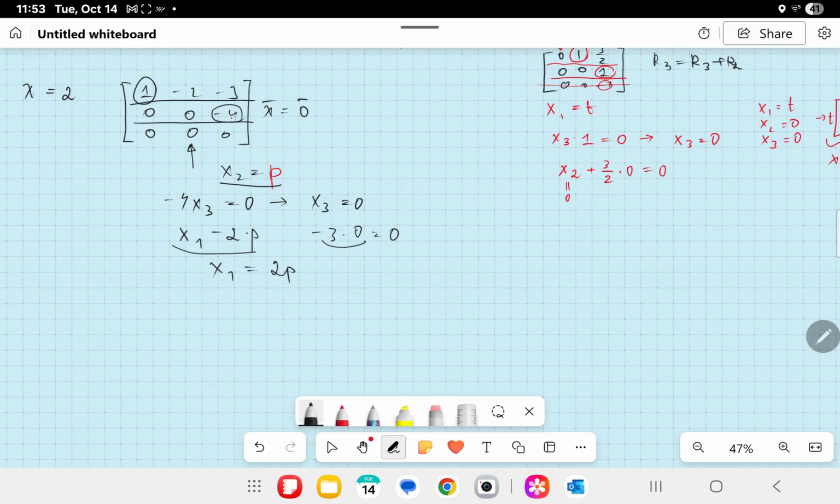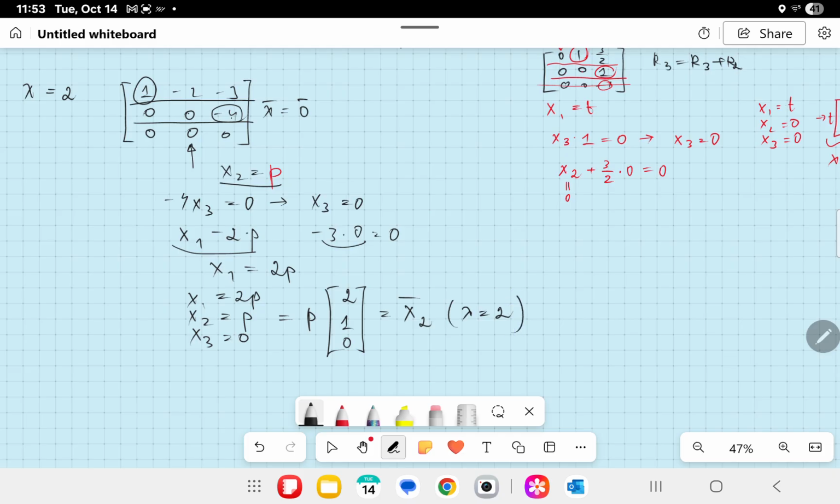How is my solution going to look? x1 equals 2p, x2 equals p, and x3 equals 0. If I take p outside, I'm going to have (2, 1, 0). That's going to be my second eigenvector, x2, which corresponds to lambda equals 2.